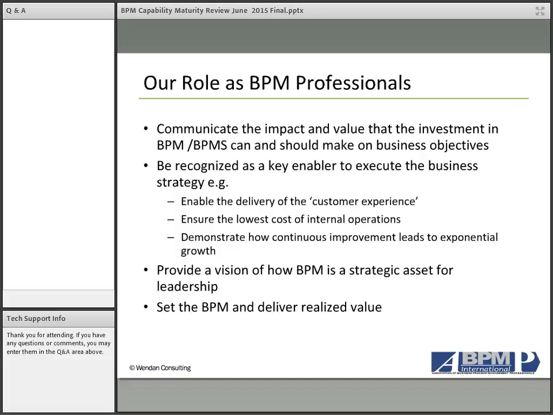today, as we look in a lot of different organizations, we find that the BPM groups really have no internal strategy amongst themselves.